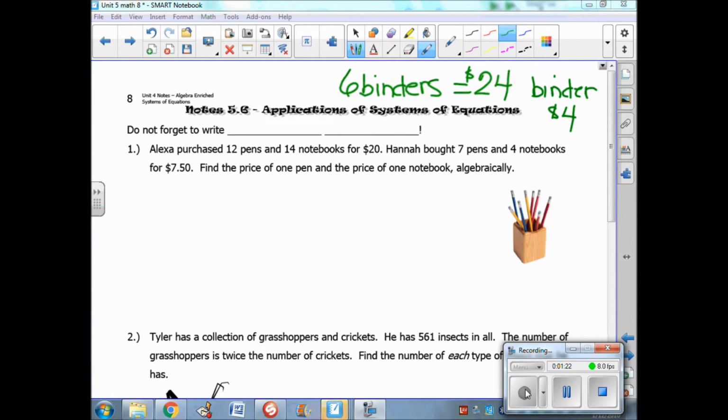Okay, so let's translate that to some algebra. We said 6 times the number of binders equals $24. Let's make it algebra, so let's use numbers and letters. I could say 6b equals 24, and solve for b. You divide by 6, and you get b equals 4. We're going to need that skill when we start to look at these word problems.